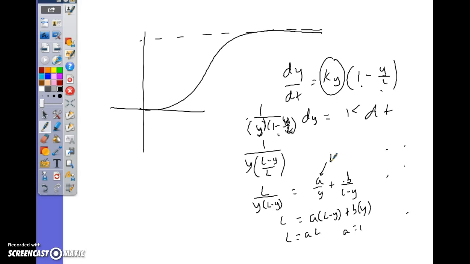If I set this equals 0, that means y must be L. Right? So then I get L equals A(L minus L), so that goes away, plus BL, so therefore B must be 1 as well. That's how they did it. They did partial fractions. Okay, so that gets us halfway through the ugliness, to the integral of 1 over y plus 1 over L minus y dy equals the integral of k dt. That's just going to be kt.